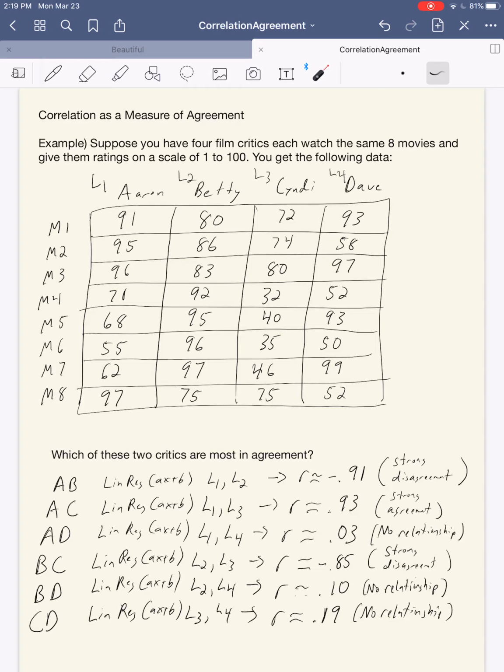He has some moments where he agrees with some of the people. He has other moments where he disagrees with them. So he's off on his own as a critic here. So this is just a very small scale example of using correlation as a measure of agreement.